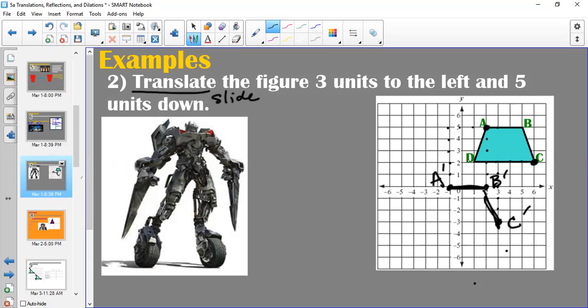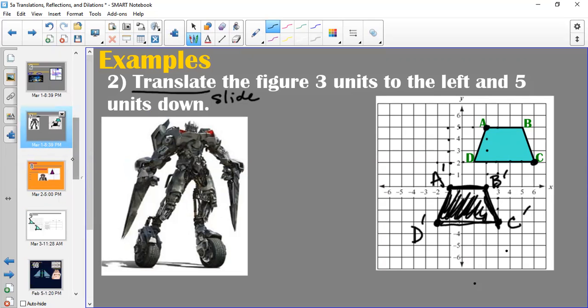Same with D, you can go 1, 2, 3 left and 5 down, or you can say, oh, I know what this shape's going to look like because it should be congruent, and I can kind of fill in that part. Either way, as long as you end up with the exact same shape. So 2 congruent shapes. That would be our new figure.